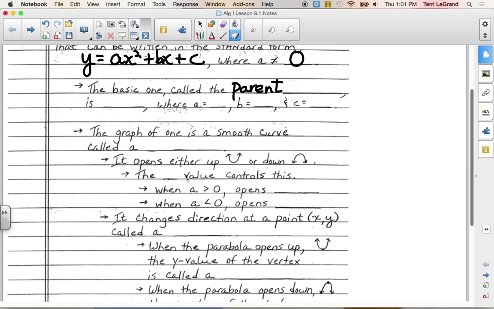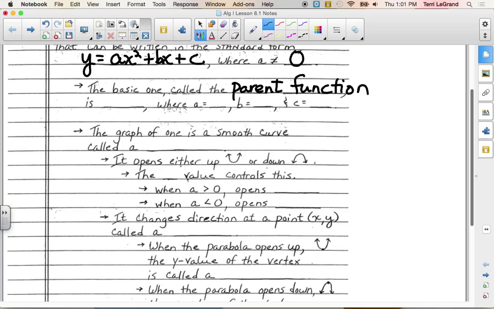Function, F. Okay, so the most basic one of the quadratic family is called the parent function. And if it's the most basic, does anybody remember what the parent function was for the linear family? Y equals mx plus b is just slope-intercept form. Y equals 0 would be a horizontal line. Y equals x. Oh, we forgot that. That was chapter 4. Y equals x is the linear family's parent function.